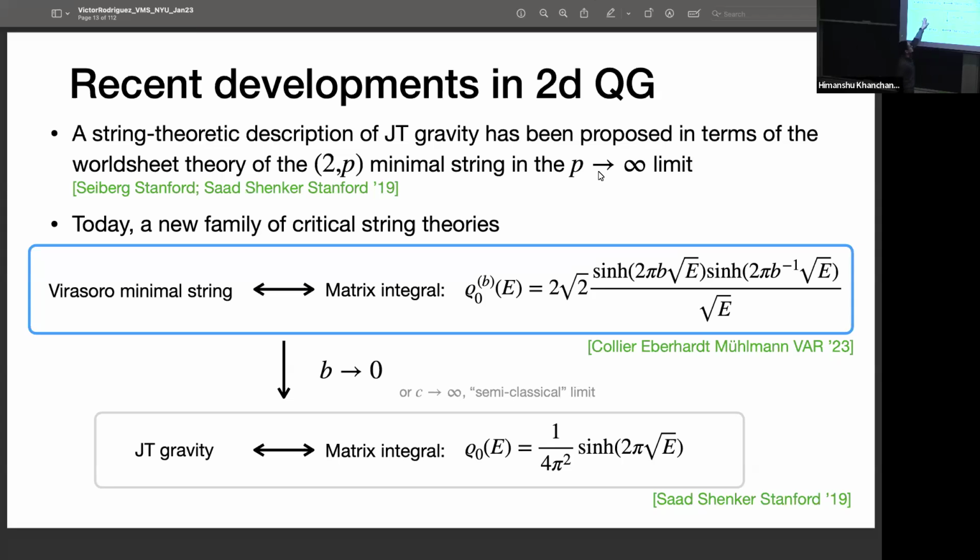But one thing that's nice is that if you take a particular limit of this duality, where b goes to 0, in some sense a semi-classical limit, the central charge of the Liouville CFT ingredients here go to infinity. Then it reduces to the JT gravity matrix integral duality of Saad, Shenker, and Stanford. As we can see here, for example, if you take b to 0, then this sinh linearizes, cancels the root E in the denominator, and you just get this famous sinh root E. In this case, the timelike Liouville has negative infinity. Is that correct?